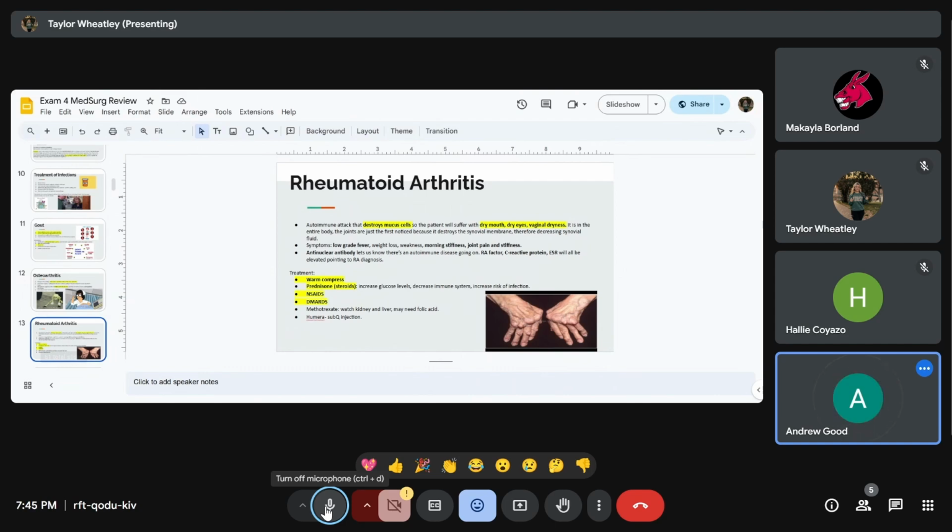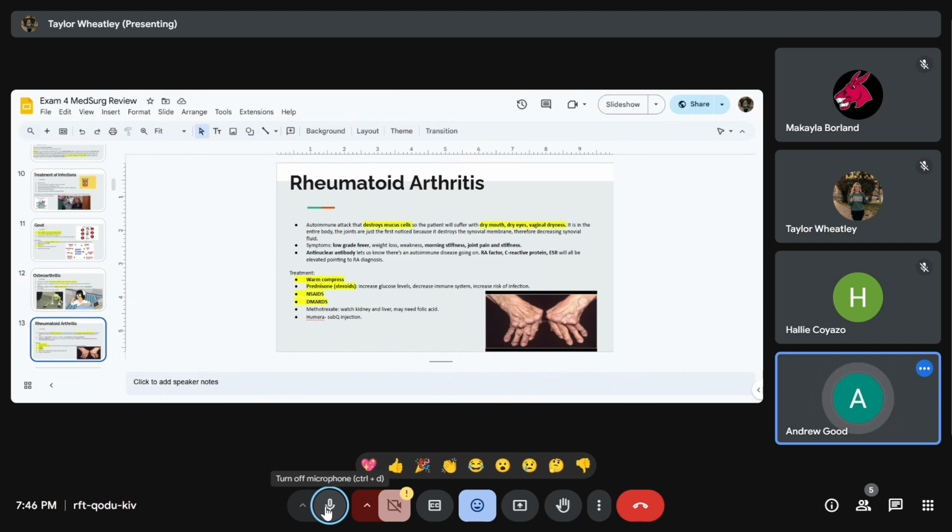And then we want to treat or intervene with warm compress, prednisone, NSAIDs, DMARDs. Those are kind of your first line treatments there. Do take note, because this will also be covered in third semester, but any use of a corticosteroid like prednisone will increase glucose levels, will decrease the immune system response, which is actually what we need in an autoimmune attack.